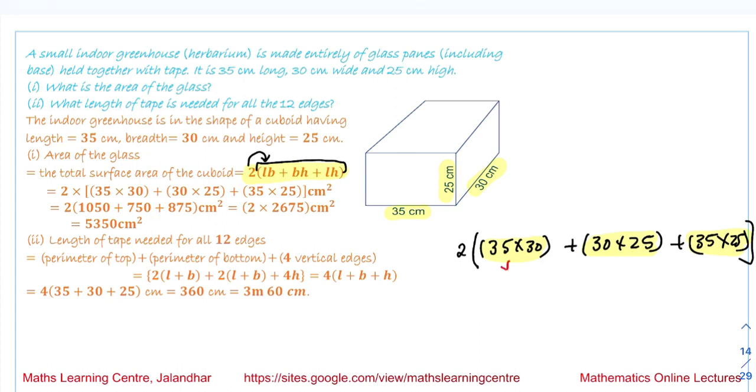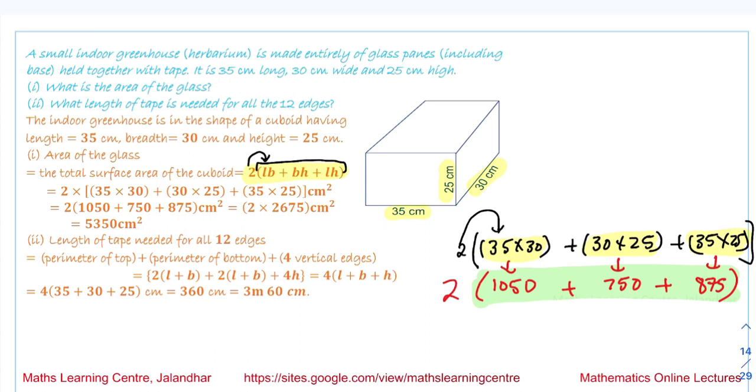We will get the answer as 1050, 750 and this is 875, and it is plus sign between these three and then it is multiplied with 2. Then you will solve this bracket. This is the common mistake that students do. What they do is they multiply 2 with 35 or 2 with 1050, or they add 30 and 30, but this thing is wrong.